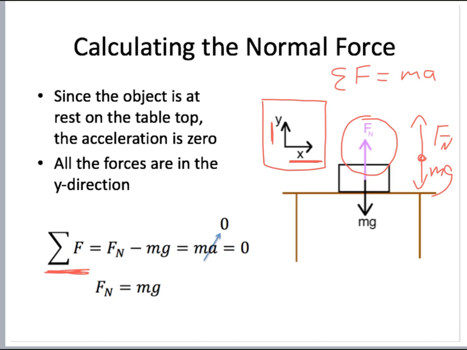Now, by the way, there's a little bit of a caveat I want to mention here. If something is moving with a constant velocity, its acceleration is still 0, and you just do the sum of the forces equals ma, and a is equal to 0, just like this. But in this case, it's not even moving, so we know the acceleration is 0. Fn minus mg equals 0. And I can solve for the normal force, and when I do, I get the normal force is equal to mg, the weight.